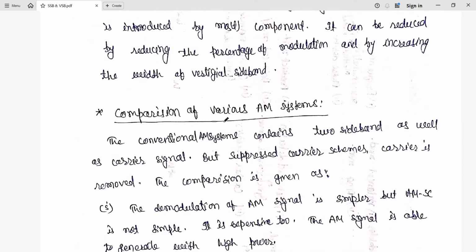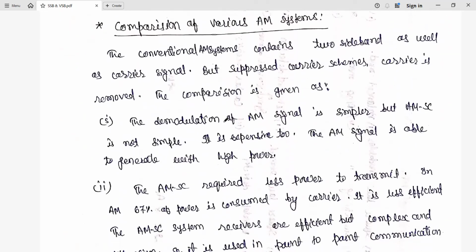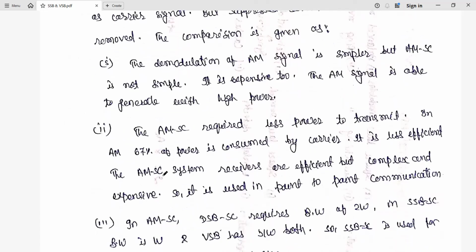So again, we see that this is also very important. A separate question will be asked about the comparison of various AM systems. So, comparison of various systems: in simple linear modulation, demodulation of an AM signal is simpler, but AM-SC is not simple, since we use different hardware, so it is expensive. And an AM signal can be generated with high power, since there was a power requirement.